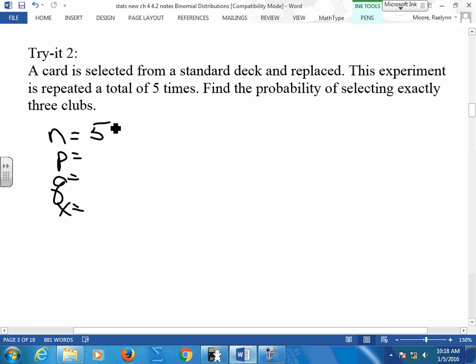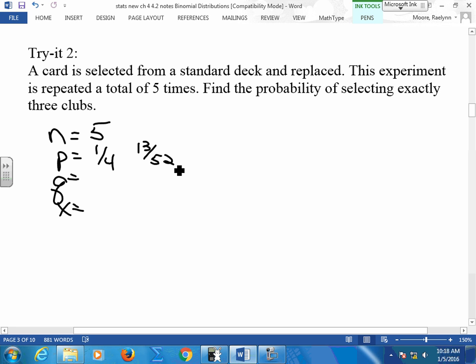What is your probability of success? What are you measuring? Getting it close. 13 out of 52. Let's make it a lot easier. How many suits? 1 out of 4. You can use 13 out of 52, or 1 out of 4 it reduces to, right? Because isn't it 1 out of 4 suits? So either way you want to do this, 1 out of 4 or 13 out of 52.